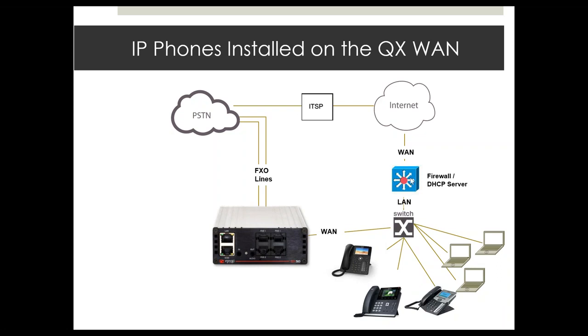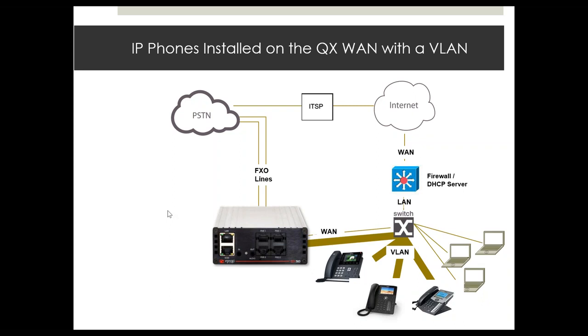So that firewall is also acting as a DHCP server. It provides IPs to all the phones and PCs in the office. So the phones will configure through that WAN port. In this case, the system LAN port would not even be used. Okay, so that's one configuration.